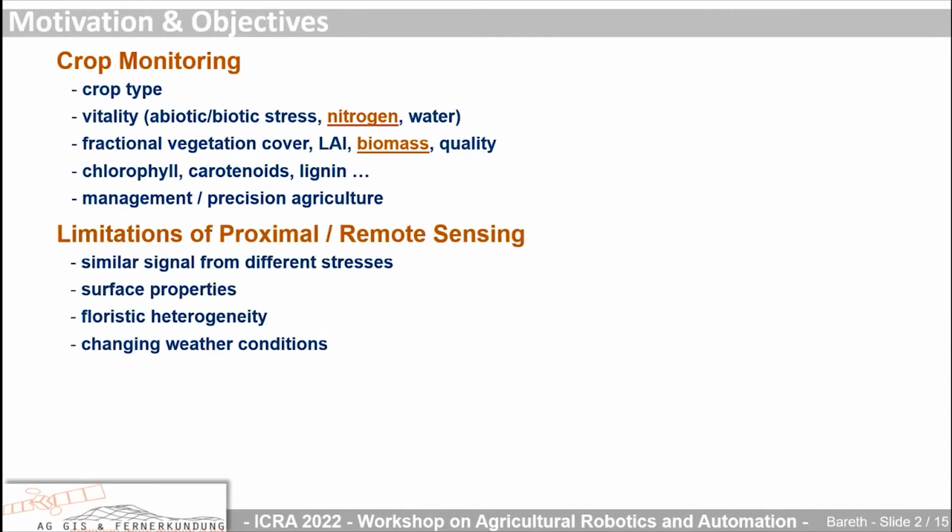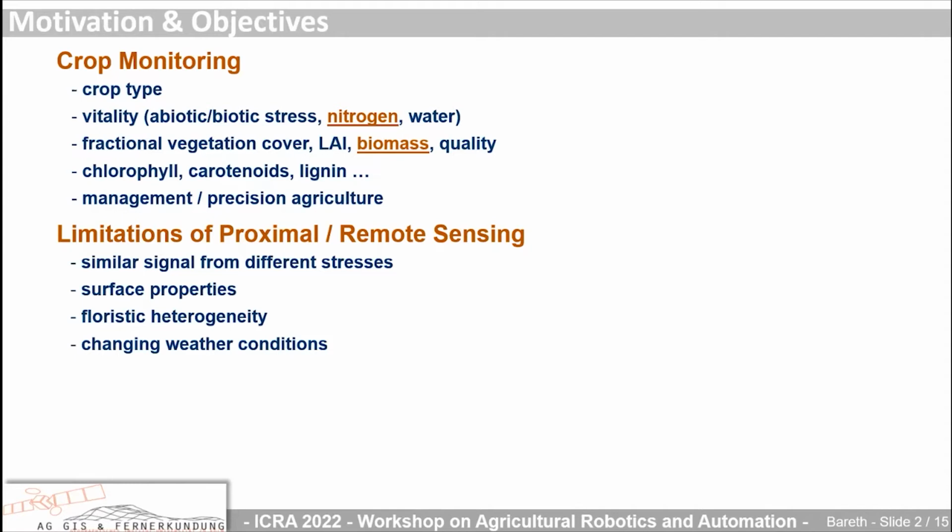And also the idea always is, as was mentioned in many talks, that we provide information for decision making and management or for precise agriculture. However, there are some limitations when it comes to proximal and remote sensing from my point of view.